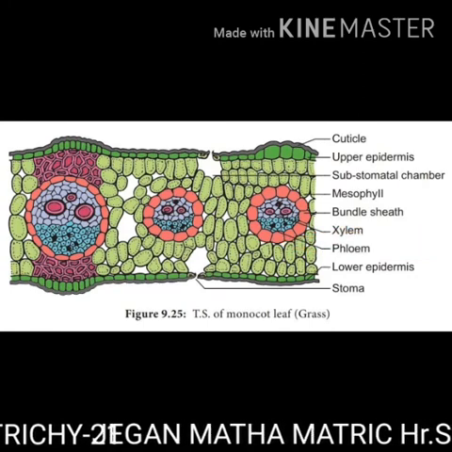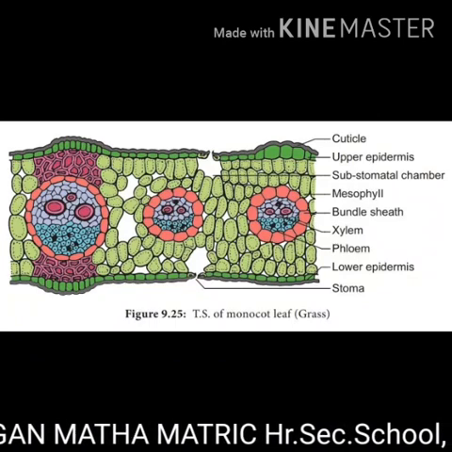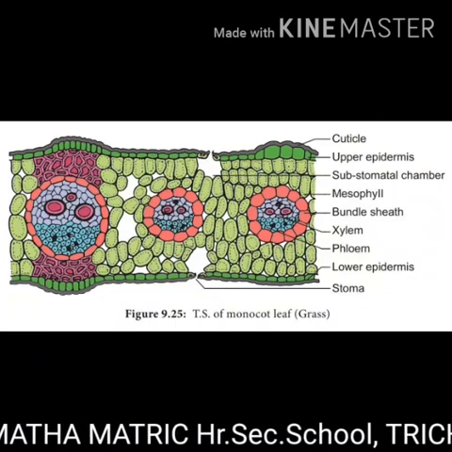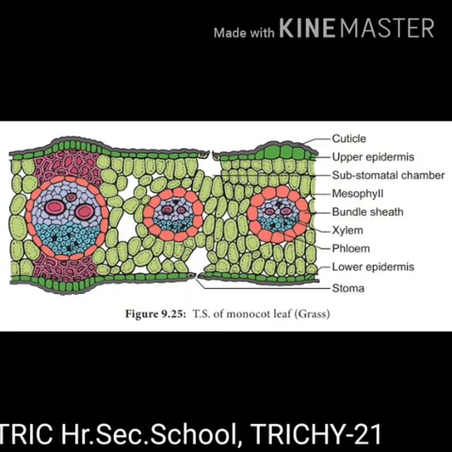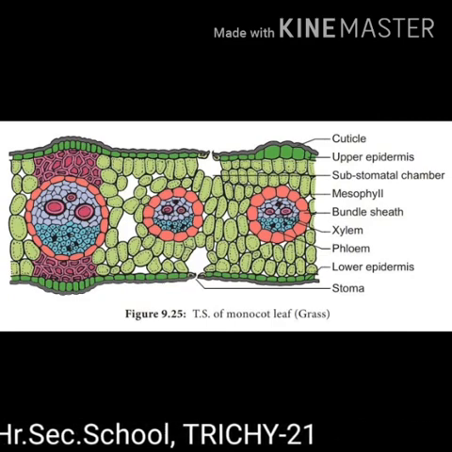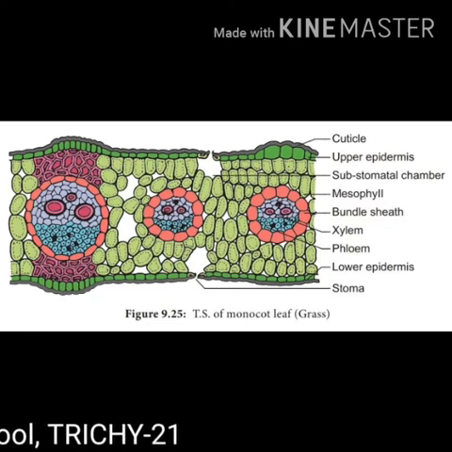Conjoint means xylem and phloem lie on the same radius. Collateral means xylem lies towards the center and phloem lies towards the periphery. Closed means if cambium is absent in between the xylem and phloem, then it is called closed.